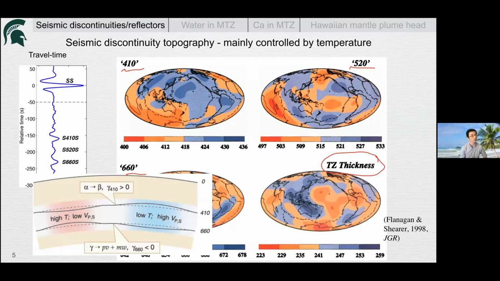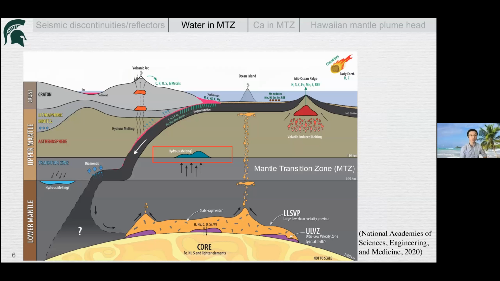But as you see from my title today, I will be more interested in compositional heterogeneity, and therefore I'm gonna look at something beyond the depth information. So again, I'm using this cartoon to show the first part, the first case. Well, this is a spoiler about water in the transition zone, and as you see here, I will be focusing on the 410 discontinuity and some structure above it.